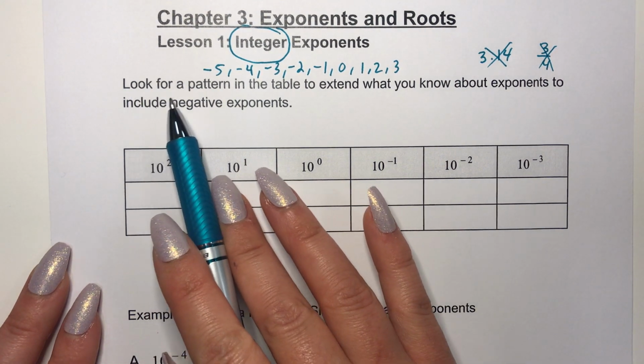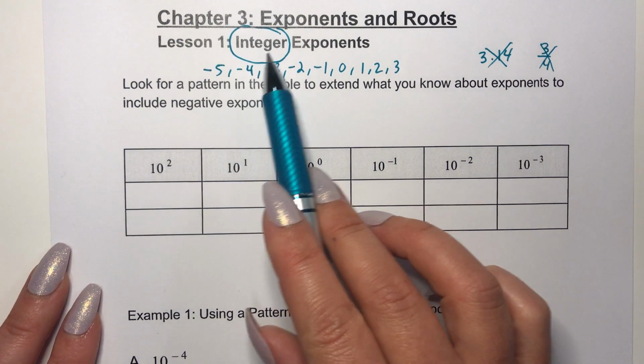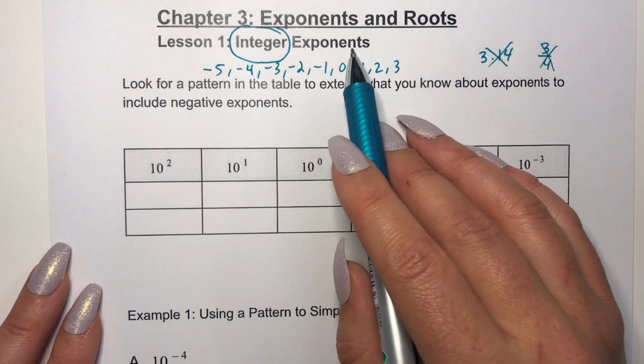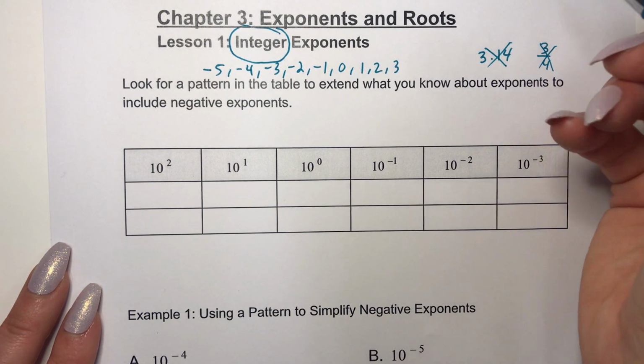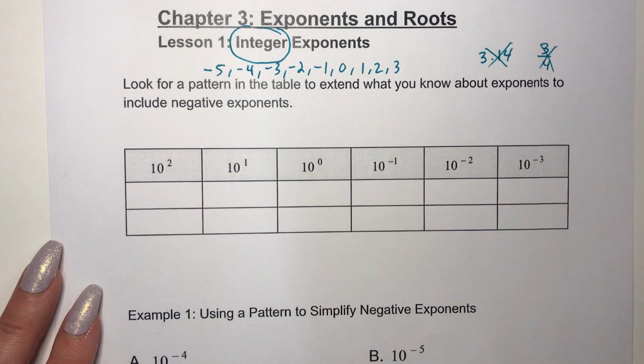So what we're going to do is look at this table here, and look for a pattern in the table to extend what you know about exponents. So we had integer exponents. Let's talk about that real quick.